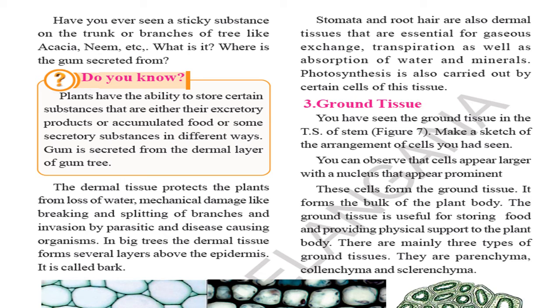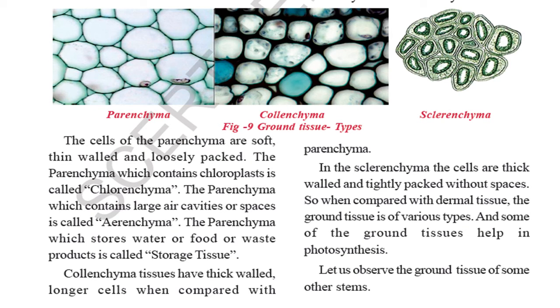The ground tissue is useful in storing food and providing physical support to the plant body. The main three parts of ground tissue are parenchyma, collenchyma, sclerenchyma. These are the parts of ground tissue which are important for the plant. You see the diagrams? Because your classworks are for correction, I am not giving this homework. You can draw it at home and practice.